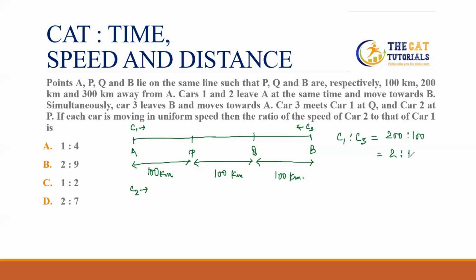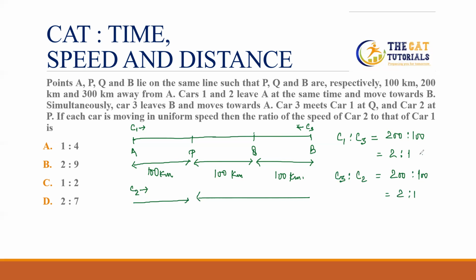Again, what is given in the question? Car 3 meets car 2 at P. So car 3 meets car 2 at the point P. When car 2 has covered a distance of 100 kilometers, during the same time car 3 has covered a distance of 200 kilometers. So if we take the ratio of car 3 to car 2, again it is 200 to 100, that is equal to 2 to 1.